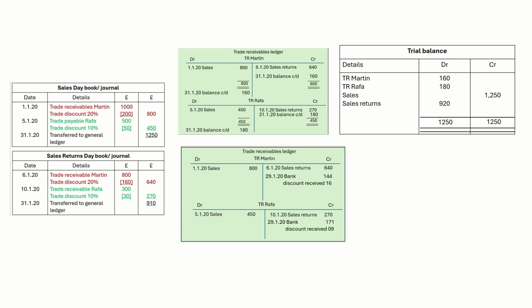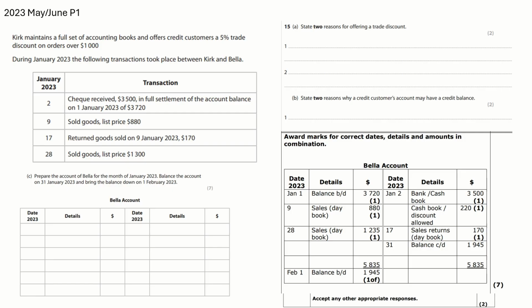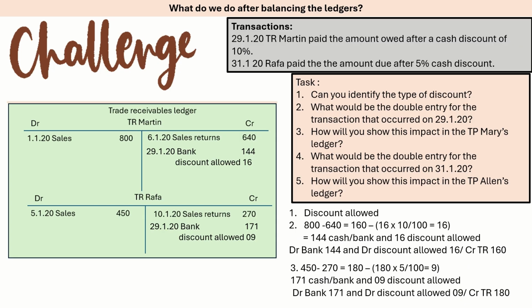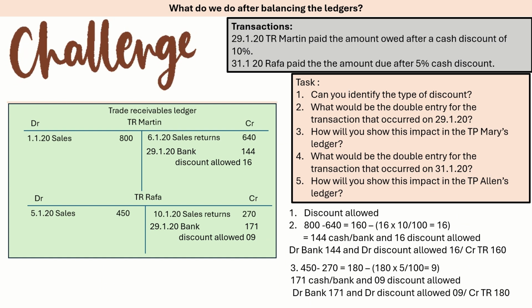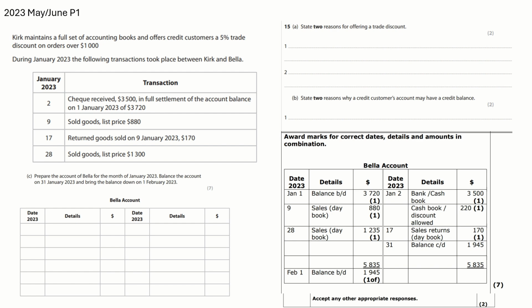As you can see here, we had prepared the sales day book, sales returns day book, followed by transferring entries to the ledgers. We balanced off the ledgers and we prepared a trial balance. And you had a challenge task as well today to complete. Now, we should be able to do a past paper question. This was tested on 2023 May-June, paper 1.